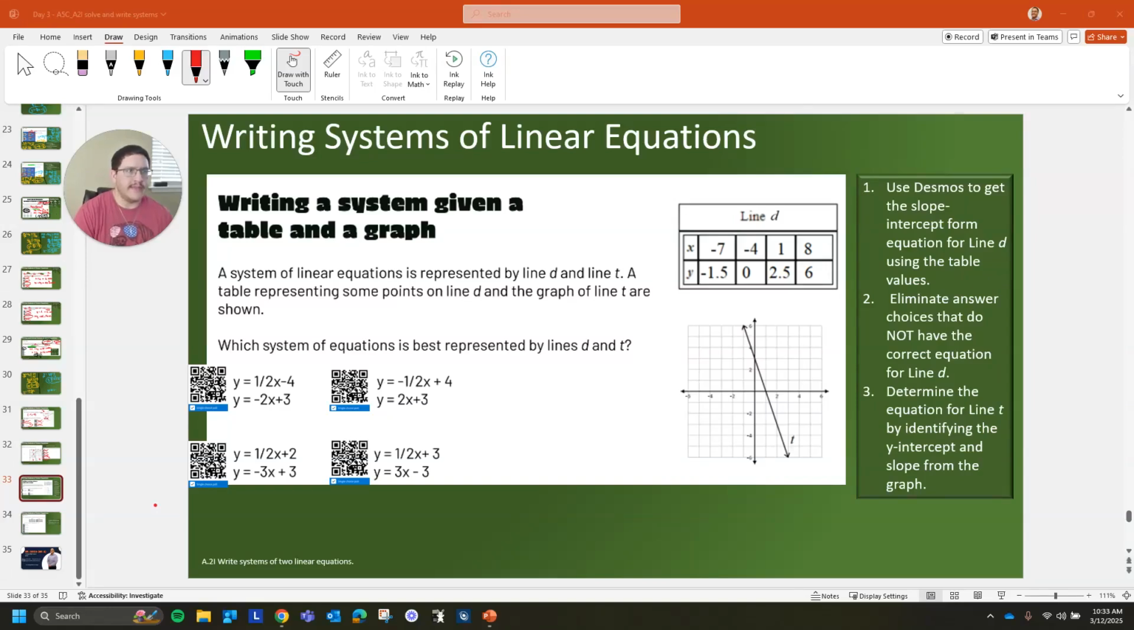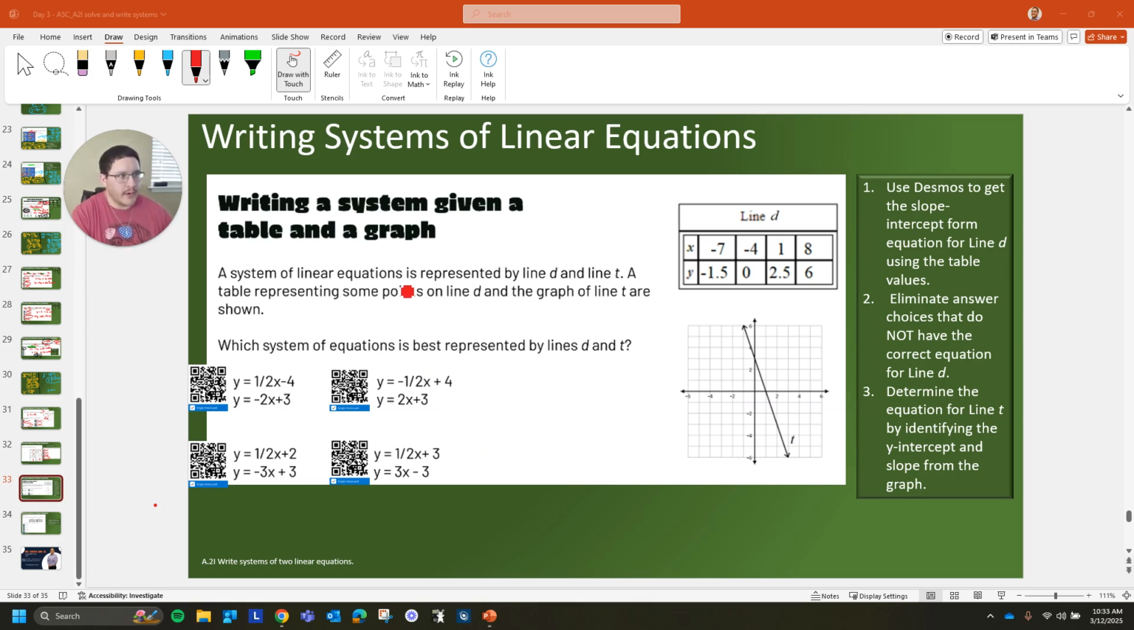Okay, now we have a different type of problem where it's still a system of equations. However, they're represented by two different things. One of the lines, one of the equations, is represented by a graph of the line, while the other is represented by a table of values. So now from that graph and from that table, we need to figure out which system best represents each one. There's different ways to tackle this. I'm going to show y'all maybe just a few ways on how to do this. But anyways, here we go.